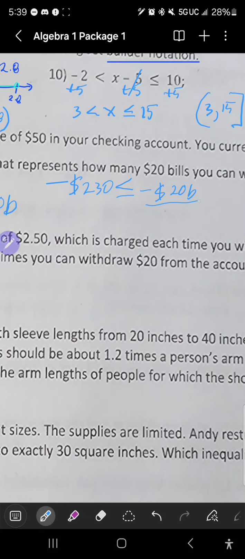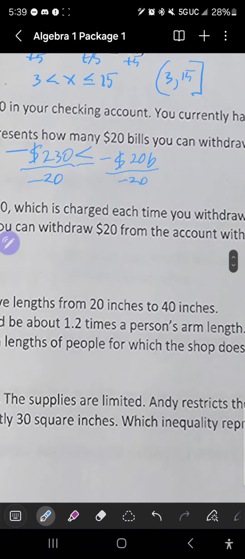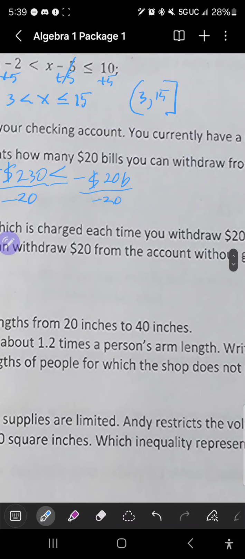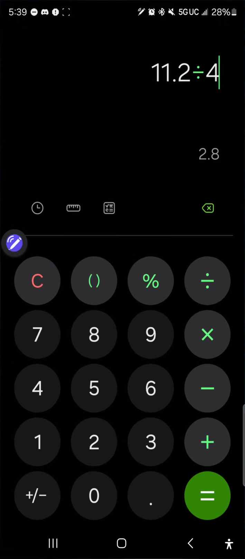We're going to divide both sides by negative 20. As I explained before, every time you divide or multiply by a negative number, our sign is going to change. So it's going to be now greater than or equal to b. And 230 divided by 20 is going to be 11.5.